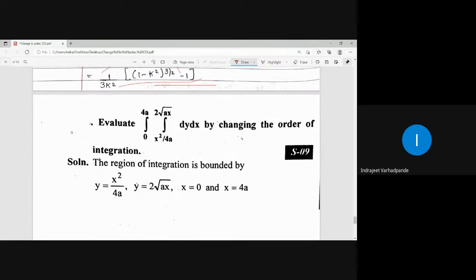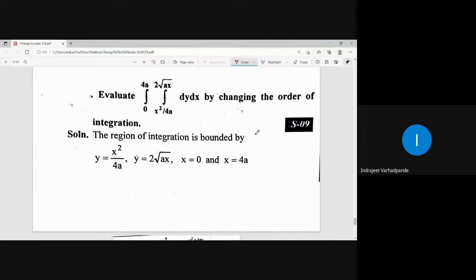The last example in connection with the change of order of integration: evaluate integral 0 to 4a, x square by 4a to 2 root ax, dy dx by changing the order of integration. Now these limits appear in variable x, means they must be representing y. Surely these limits are for x. So region of integration is bounded by y is equal to x square by 4a, y is equal to 2 root ax, x is equal to 0, x is equal to 4a.